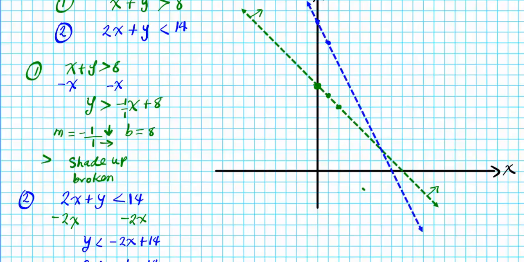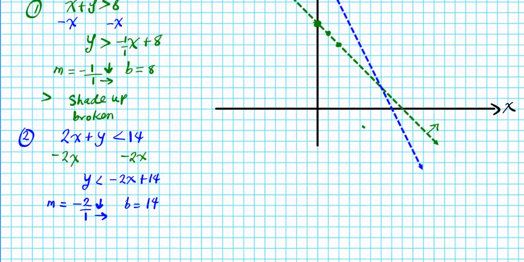And then we have less than, okay? So what does that mean? Since we just have less than, that means you are going to shade down, and your line will be broken also, because we don't have a line of inclusion there. Since that line is not there, our line will be broken.